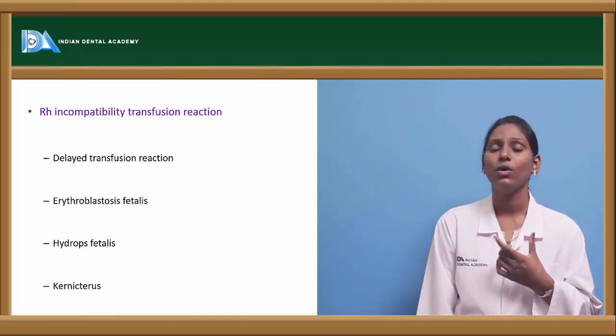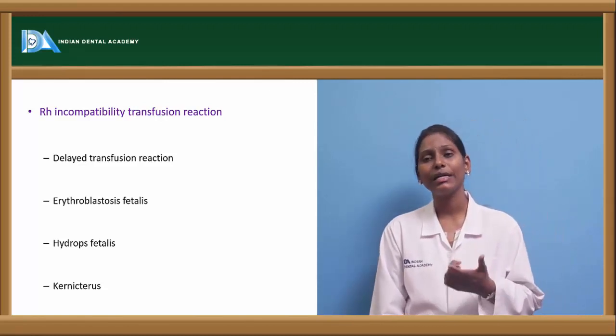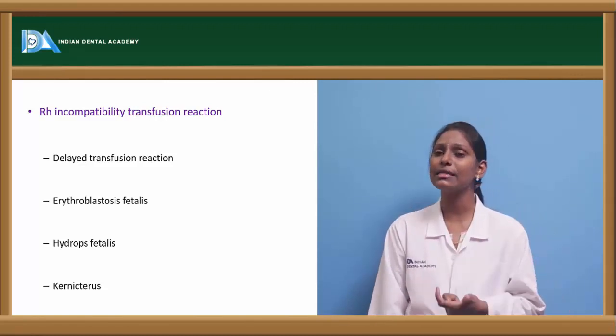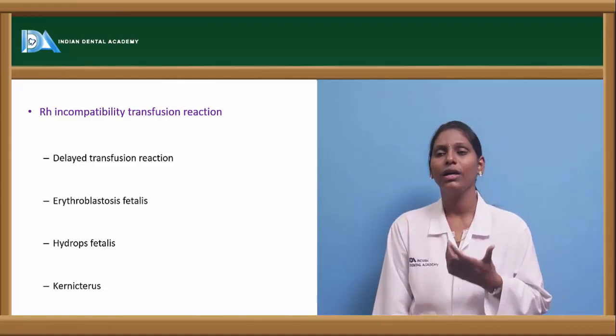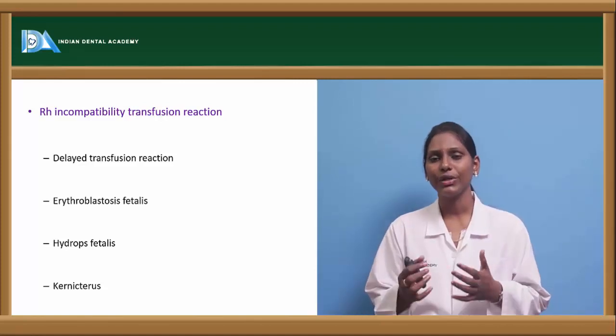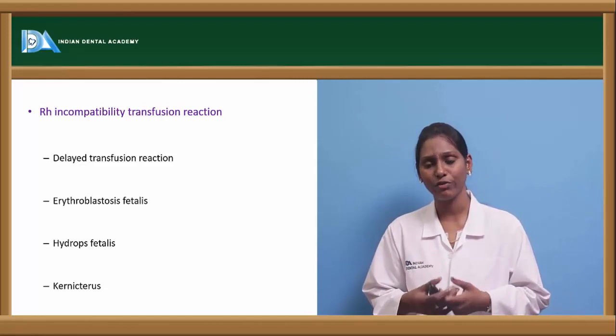Erythroblastosis fetalis is one common condition encountered in RH incompatibility, and this could be because initially the mother is RH negative and she has a child who is RH positive.